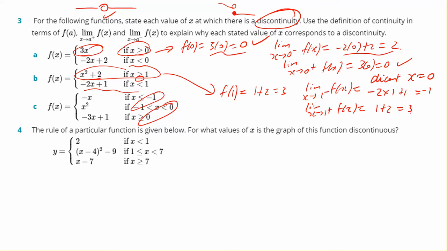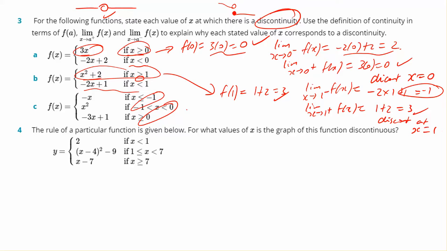Can you see that no matter what I choose, 1 plus 2 equals 3, although this and this agree, this doesn't. Meaning that there must be a discontinuity at x equals 1.